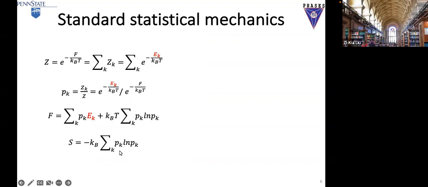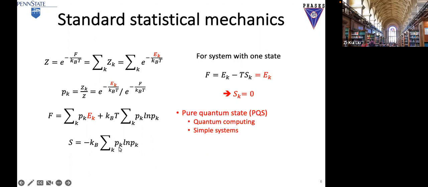So let's analyze this set of equations. Suppose we have only one state of the system. If it's only one state, then we know that F equals U_K, but we also know that F equals U_K minus T S_K. That means S_K must equal 0, right? So in this standard statistical mechanics, S_K equals 0. That means all the microstates have zero entropy. That means each state only has one state, right? So one state, we know, is called a pure quantum state.